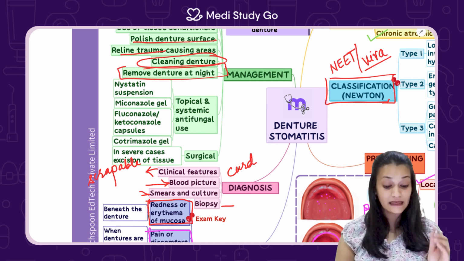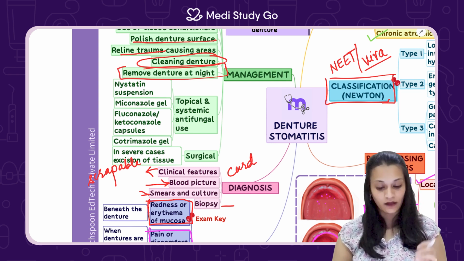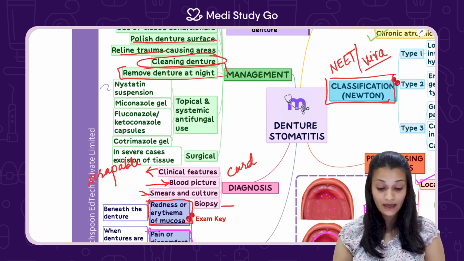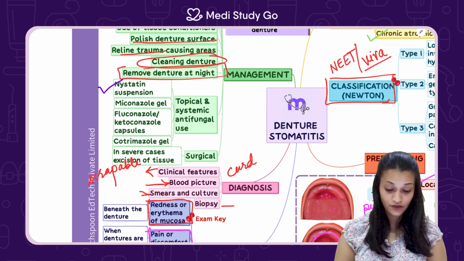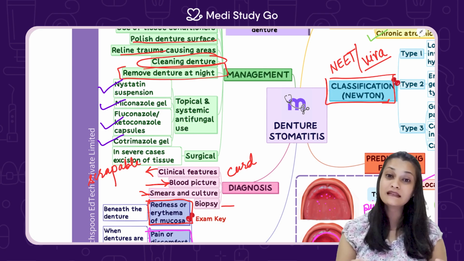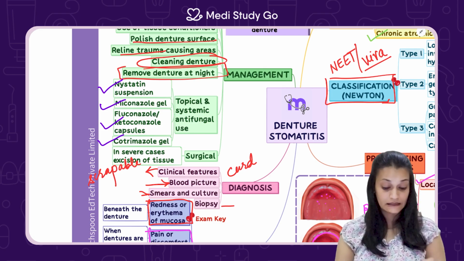Systemic management is equally important. And what you need to do is antifungal use. There are multiple drugs that are available in the market. To name some, there's going to be nystatin suspension, miconazole gel, fluconazole capsules, clotrimazole gel. All of these are actually available and you can prescribe them being a dentist.